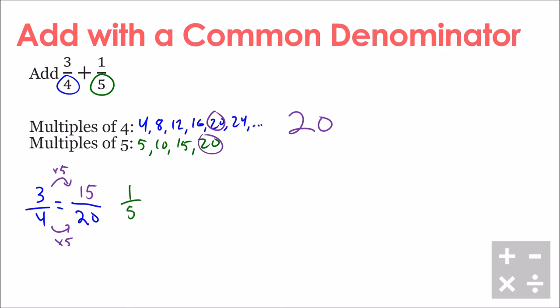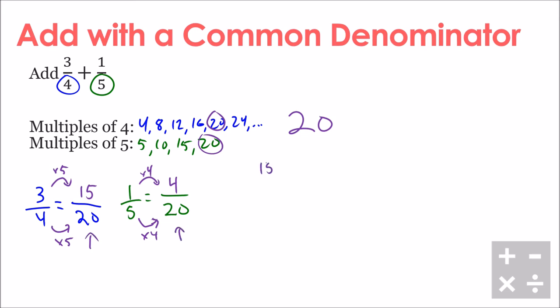So 1/5, we want this to be out of 20 also. I'm gonna do the exact same thing. What gets me from 5 to 20? 5 times what gives me 20? I should remember that 5 times 4 gives me 20. So I'm going to do the exact same thing. 1 times 4 gives me something over 20. So 1 times 4 gives me 4. Now I've got something that I can deal with. I can use this fraction and this fraction. I can add those together.